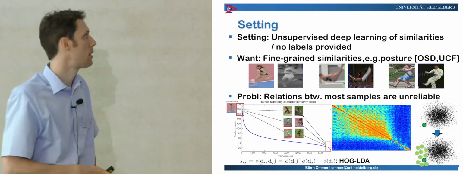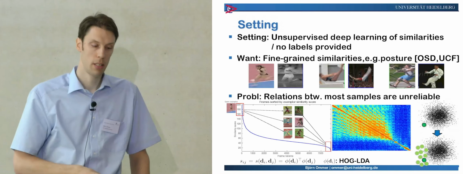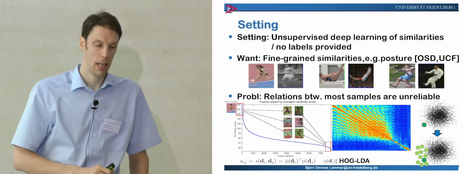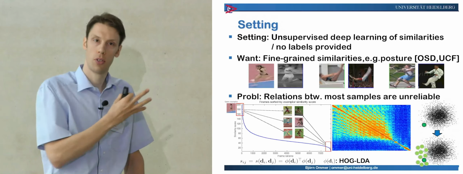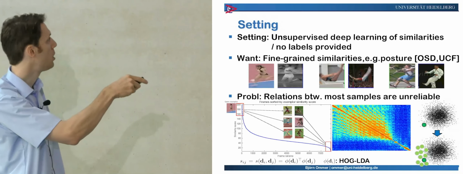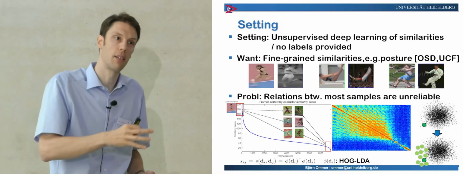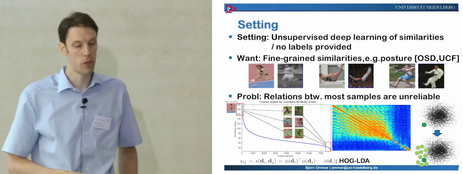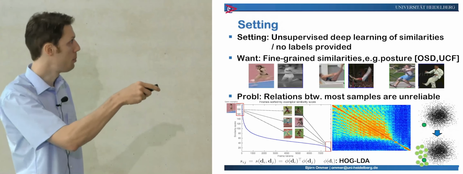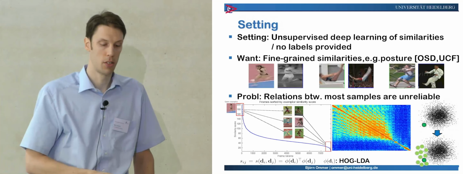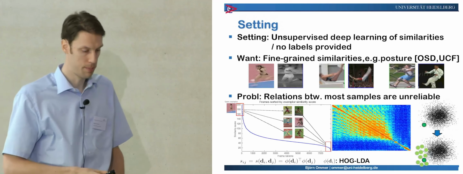So let me just summarize the setting here. We want to do an unsupervised deep learning of similarities, no labels provided, and we want to utilize that to really learn fine-grained similarities. So consider, for instance, the problem of learning similarity between poses and saying these poses here are the same, these are different, and so on. Or you have a gait cycle where you would even say that different poses during the course of the gait cycle are similar and dissimilar. Olympic sports data set, UCF sports, and so on. These are data sets that we are first of all considering before coming to other problems like Pascal as well.